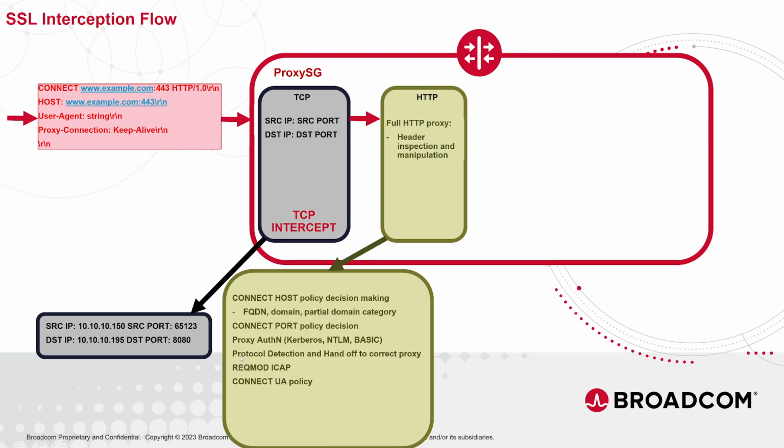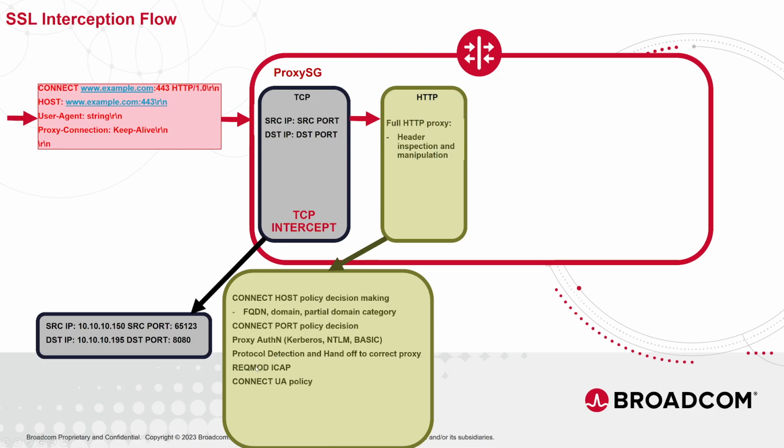This is also the point where the proxy decides what to do with protocol detection. Do I try to detect what is inside after this connect tunnel? Is it SSL or is it something else? And then hand off to the correct proxy service. When I say proxy here, I'm not talking about a different proxy device. I mean different proxy services within the proxy device.